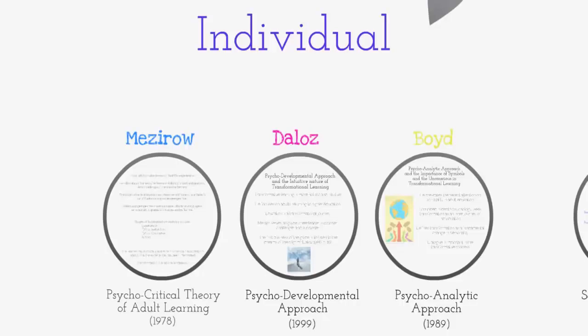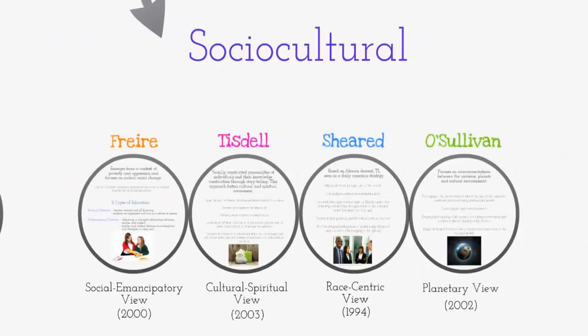The second group will be socio-cultural. Freire talked about the social action and the emancipatory view of transformational learning. He focused on emerging from a context of poverty and oppression, and that we need to transform our learning to focus on making some radical social change. Tisdale talked about more of a cultural, spiritual view of transformative learning, and that the socially constructed personalities of individuals and their knowledge construction through storytelling is an important part of the learning. This approach fosters more of a cultural and spiritual kind of awareness.